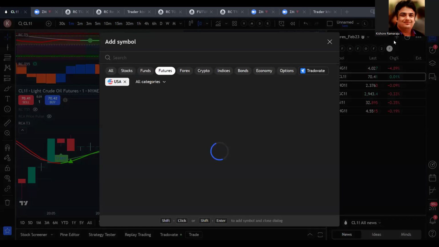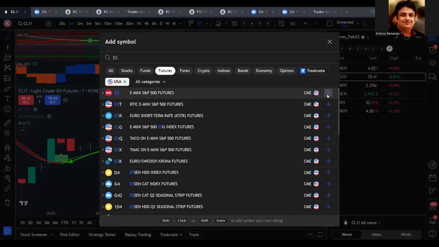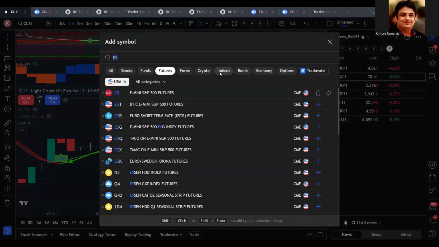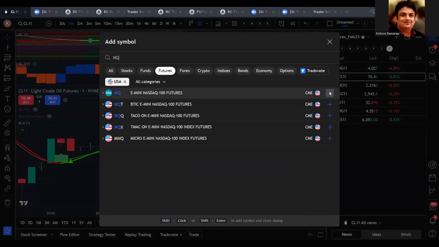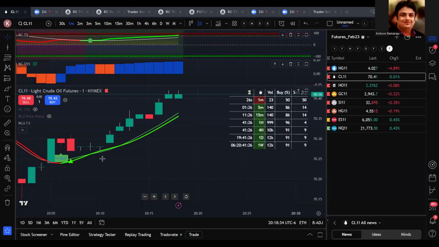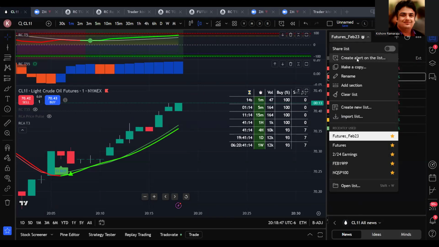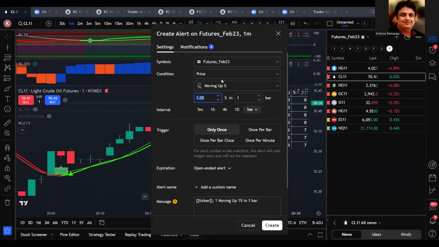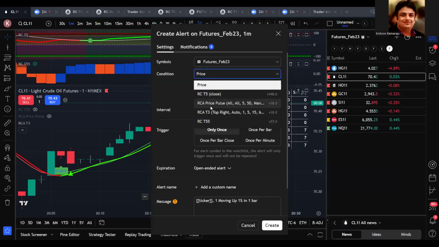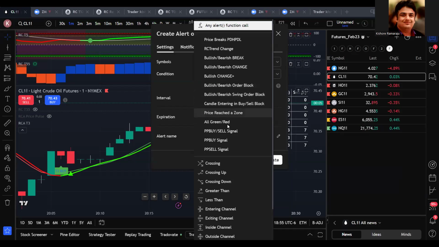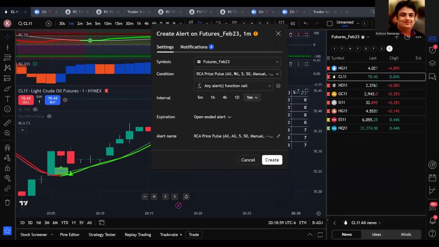Let me also add because ES and NQ are also moving good, right? As I told you on Friday and also today morning, because we had a huge drop, there can be a nice move up on NQ and ES tonight. So because I have a premium plan, I don't need to go to each signal and create the alert. I can just go here, create alert on the list, and then I'm going and selecting price pulse and then asking whenever there is a price pulse buy or price pulse sell, send me a notification.